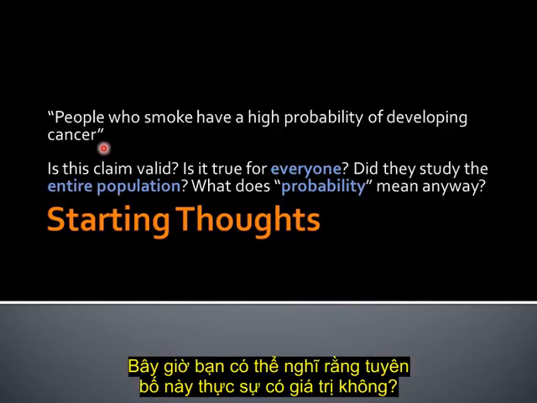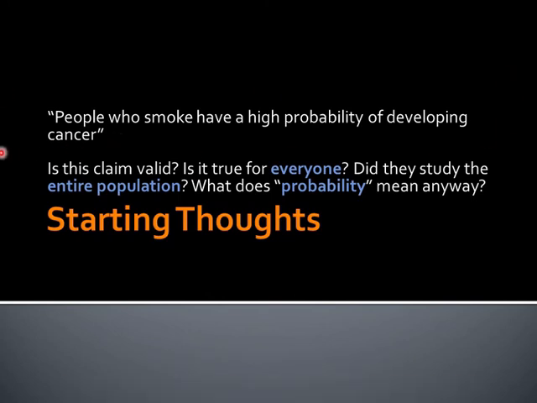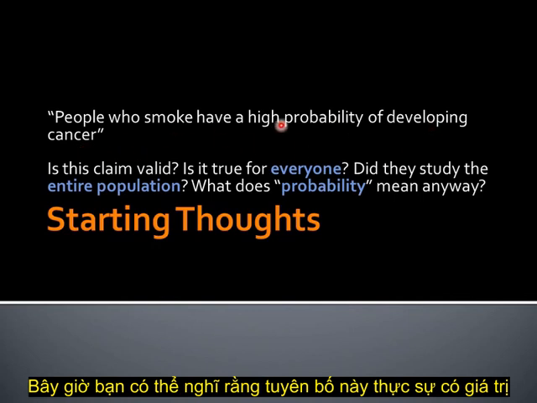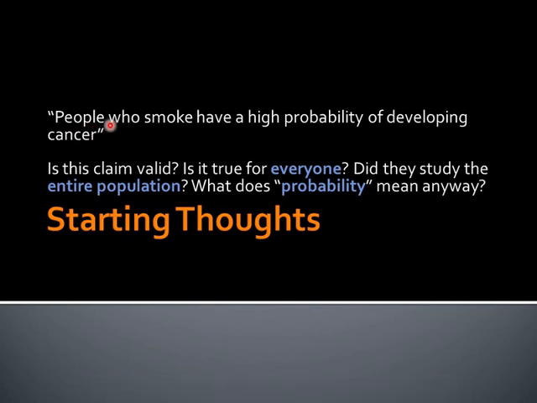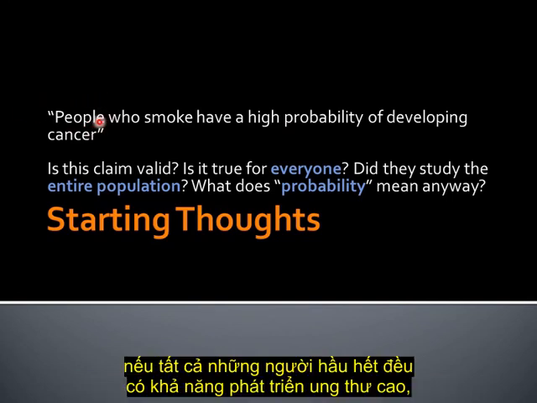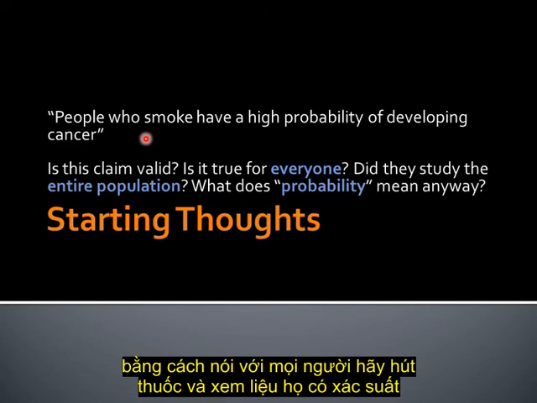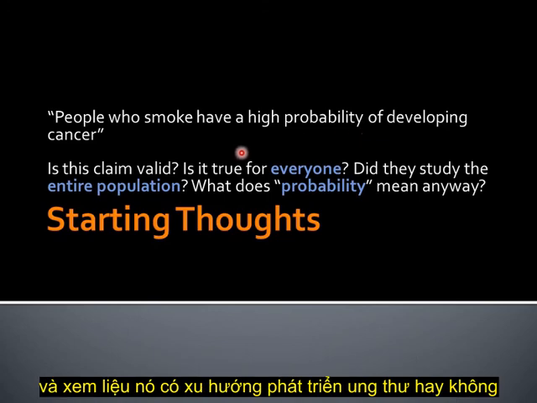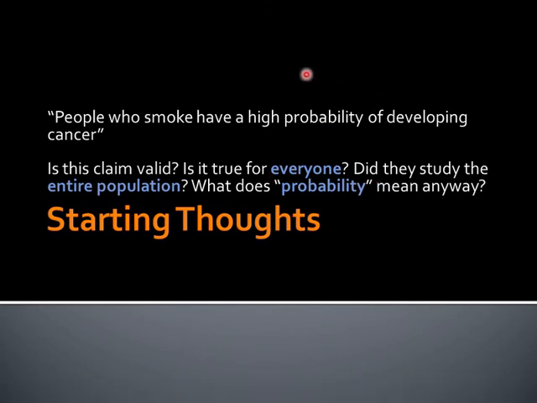Now some starting thoughts. Let's look at this statement. People who smoke have a high probability of developing cancer. Now you might be thinking, is this claim actually valid? Like it says here people, does that mean everyone? And how do they know that? If everyone who smokes has a high probability of developing cancer, that would imply that I have tested everyone by telling everyone, please smoke and see whether they have a tendency of developing cancer. And of course, the question is, this probability word, what actually does it mean?